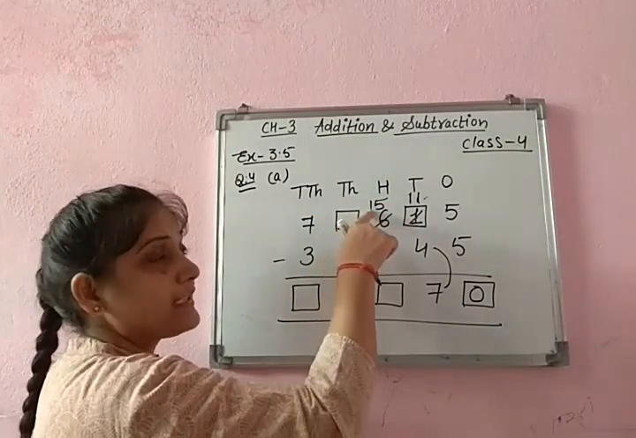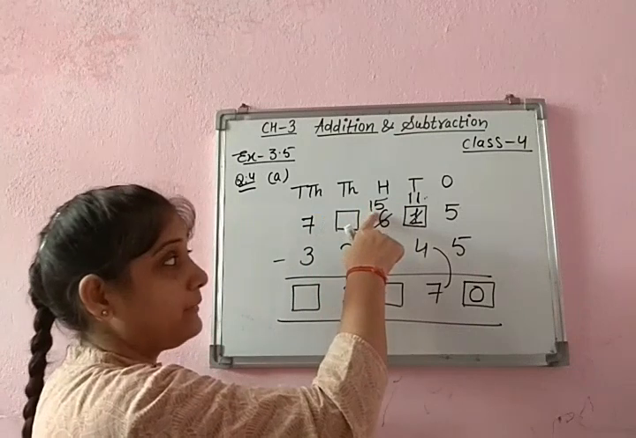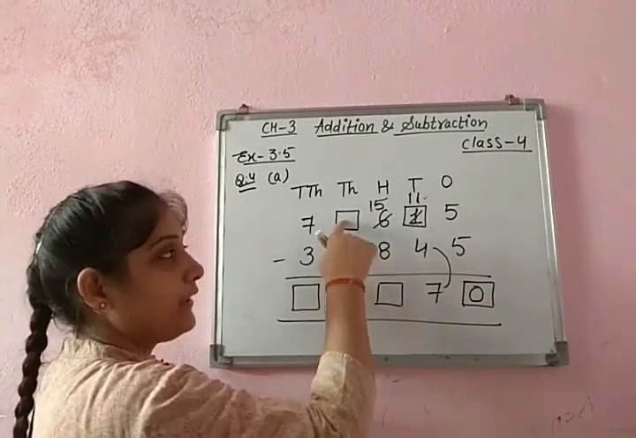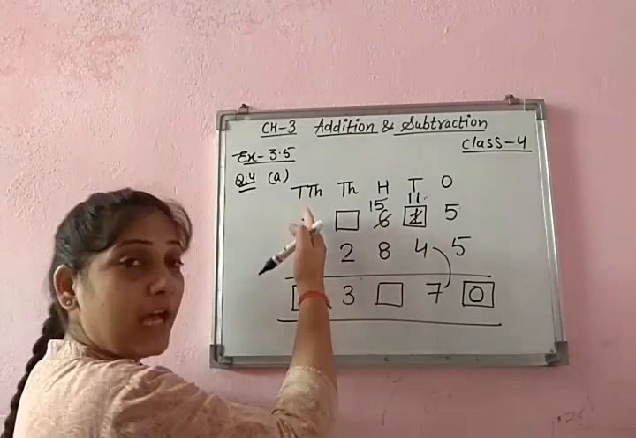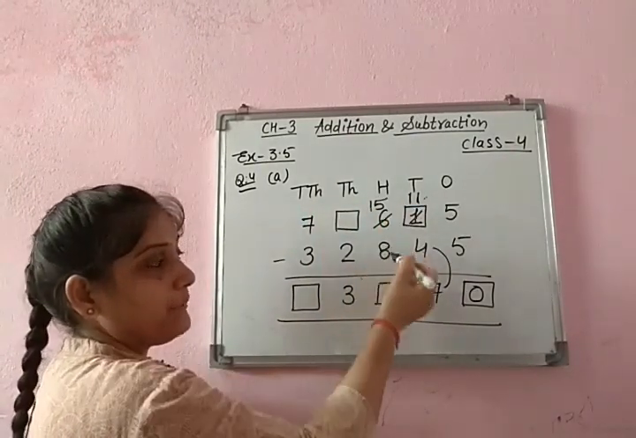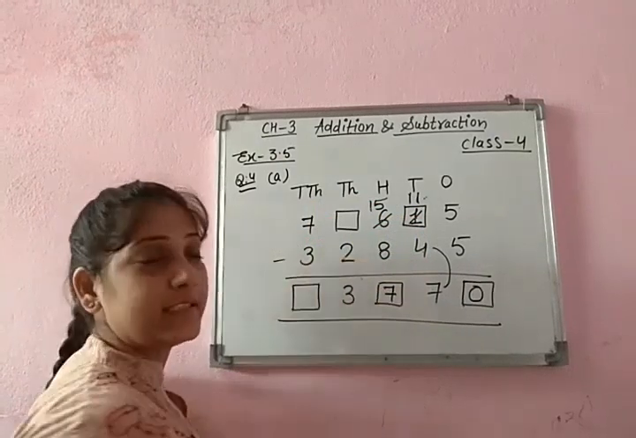So it means from here it has taken a borrow. Keep this in mind: that from 5 we cannot subtract 8. So definitely it will take a borrow from the 1000 place. So 1500 minus 8, it means 15 minus 8. It will give us 7.